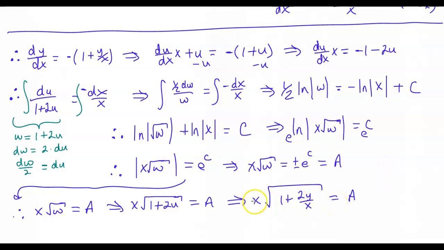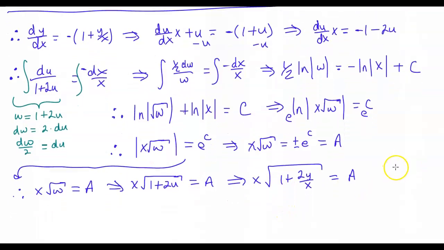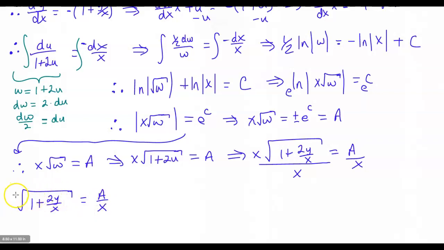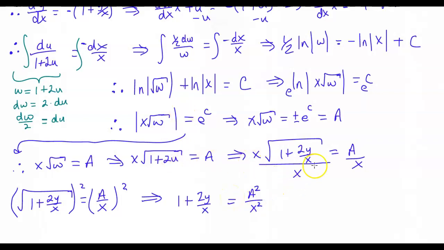And of course, from here, let's see, how can we do this? I could make this 1 here, x divided by x, but then that would actually make things a little bit more messy, so I don't want to do that. So what we'll do here instead is I'll just go ahead and divide both sides here by x. So this will be the square root of 1 plus 2y divided by x, which is equal to a over x. And then we'll square both sides here. And this will end up being 1 plus 2y over x, which is equal to a squared over x squared. And then from there, we will just solve for y.